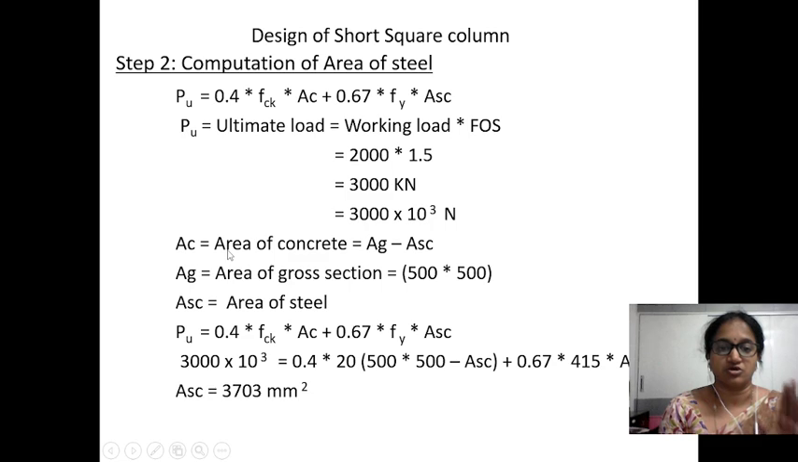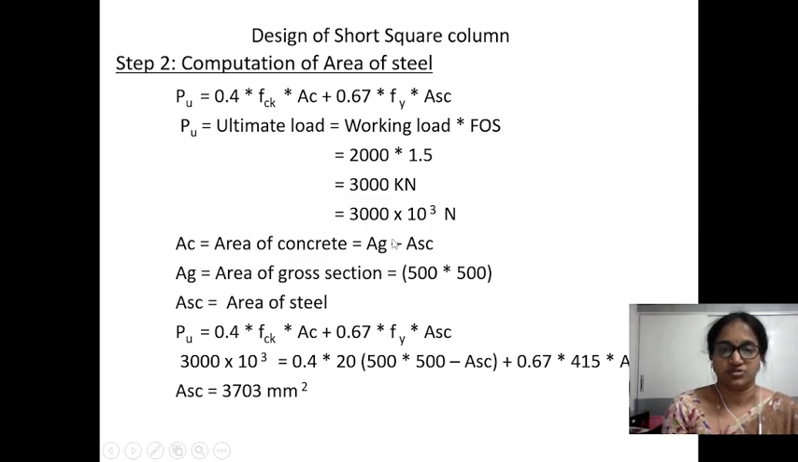Now coming to area of concrete. Area of concrete in the column is nothing but gross cross sectional area minus area of SC. Area of SC means nothing but the area of steel. Area of gross cross section is nothing but the L into B dimensions. The column is given as a square column, so we can find it as 500 into 500. So, substituting these values, I got the ASC as 3703 mm square.